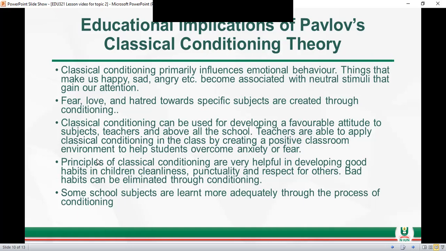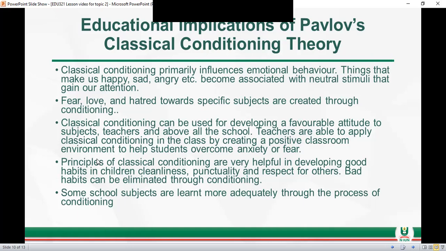Even apart from fearing the teacher or the teacher's name, the name evoking fear in the child can also transfer this fear to the school in general. So even taking a test, that test for the subject that the teacher teaches. So that's how classical conditioning can influence emotional reactions in students, even in adults.